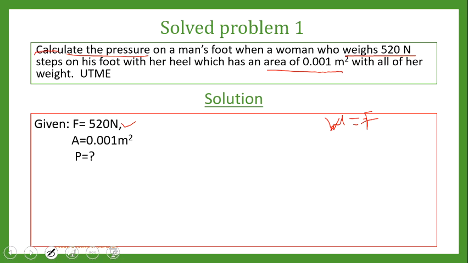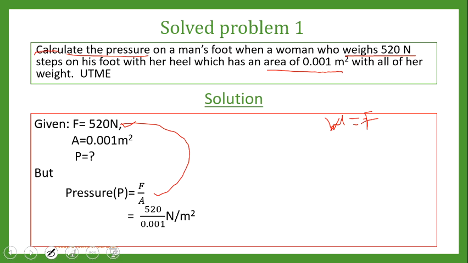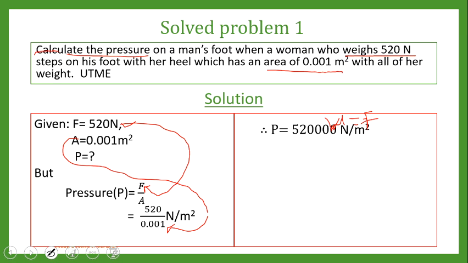Calculate the pressure. Now, remember the formula for calculating pressure is force over area. Then substitute the parameters that we have there, meaning change the value of force here to 520, and change the value of area here to 0.001. If you change this one to 0.001, you are going to have the value of pressure now to be equivalent to 520,000 Newton per meter square. And that is all we have in this case.